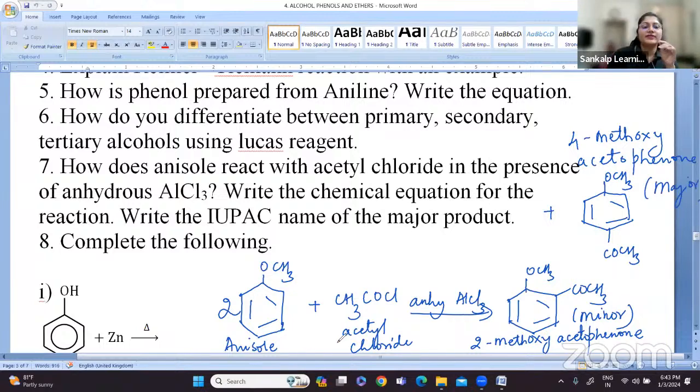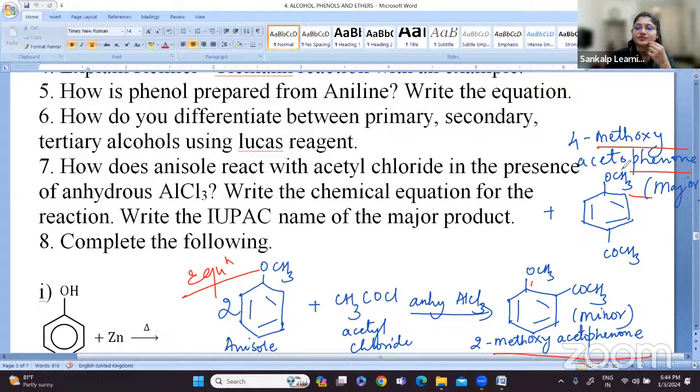So what they have asked: how does anisole react with acetyl chloride in the presence of anhydrous AlCl3? You have to write this explanation in a sentence. When anisole reacts with acetyl chloride in the presence of anhydrous aluminum chloride, it forms 2-methoxyacetophenone and 4-methoxyacetophenone. Write this equation, and write the IUPAC names of these products.